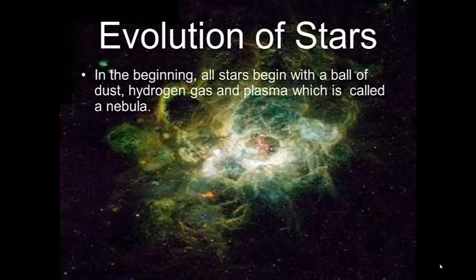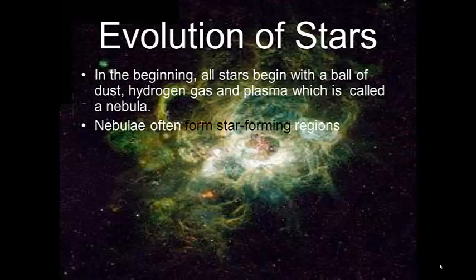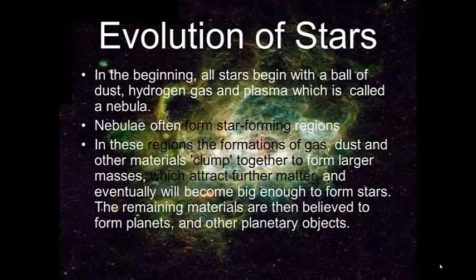The evolution of stars. In the beginning, all stars begin as a ball of dust, hydrogen gas, and plasma, which is called a nebula. Nebulas often form star-forming regions. In these regions, the formations of gas, dust, and other materials start to clump up to form larger masses which attract further matter and eventually become big enough to form stars. The remaining materials are then believed to form planets and other planetary objects.